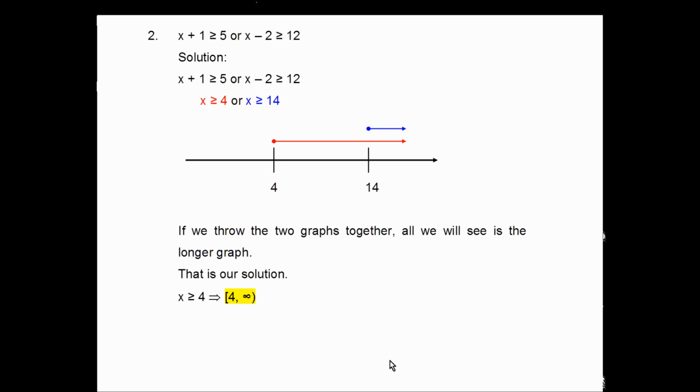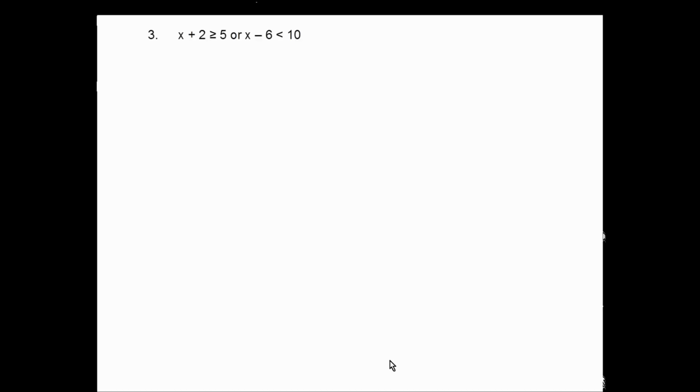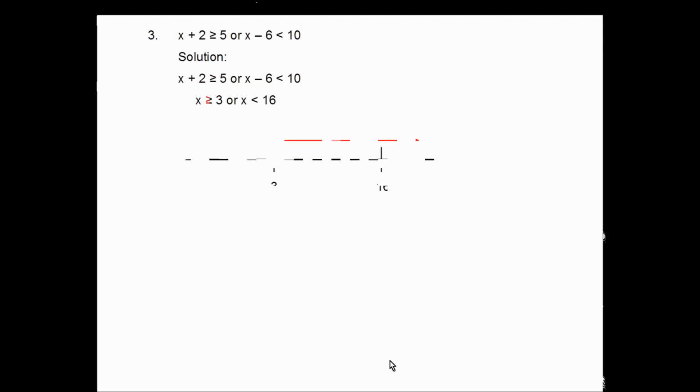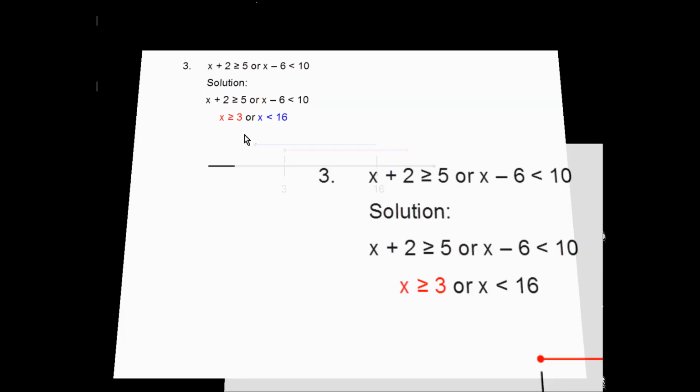Okay, the corresponding example number 3. I've got x plus 2 greater than or equal to 5, or x minus 6 less than 10. Okay, I'm going to subtract 2, and for the one on the right, add 6. So x is greater than or equal to 3, or x is less than 16. Graphically, there's x greater than or equal to 3. Okay, x less than 16 is like this.